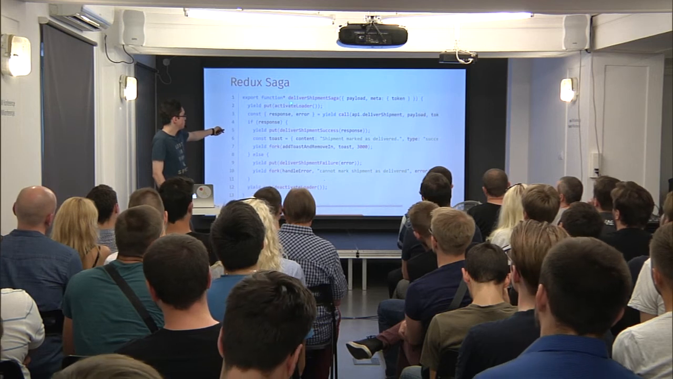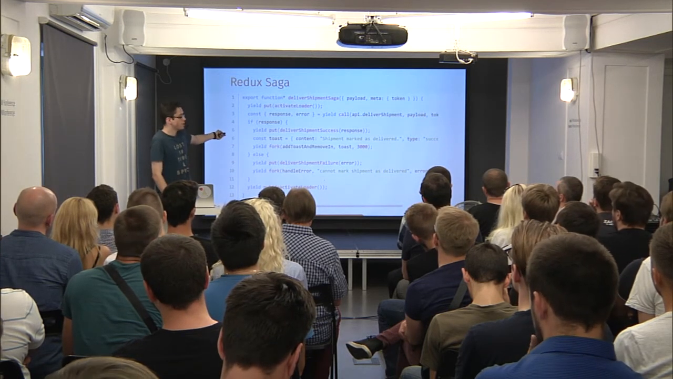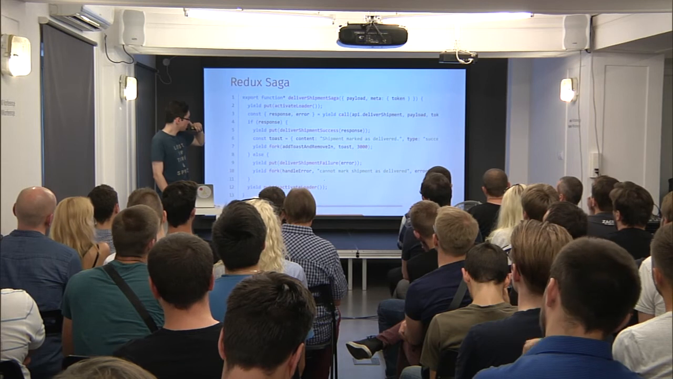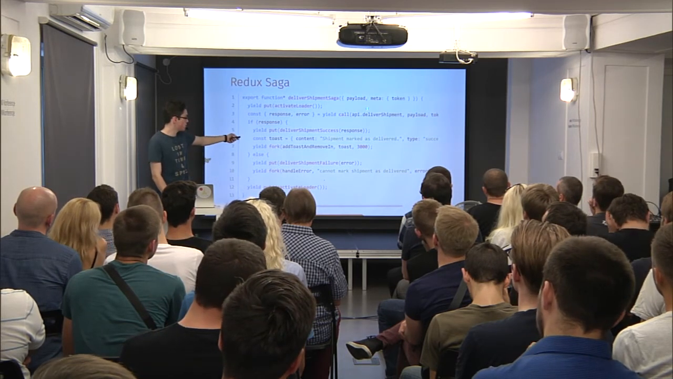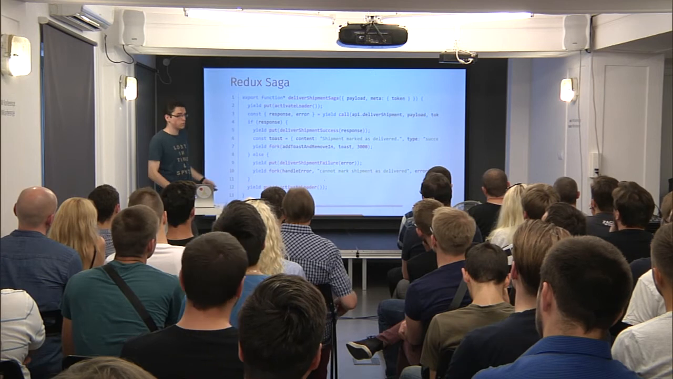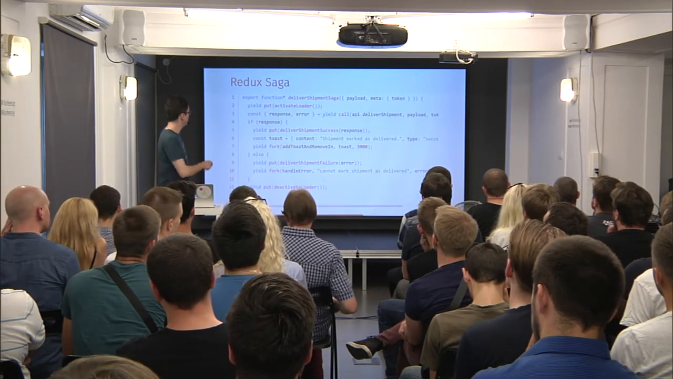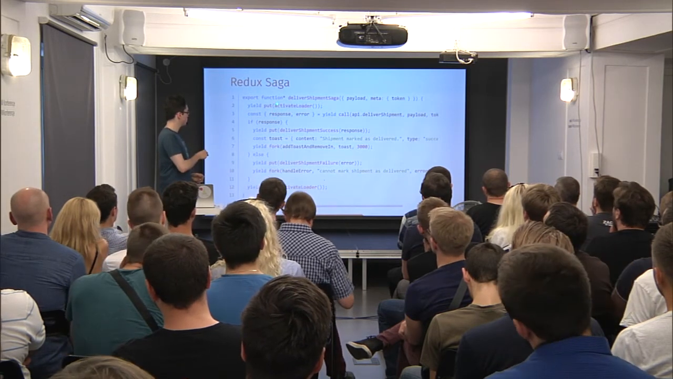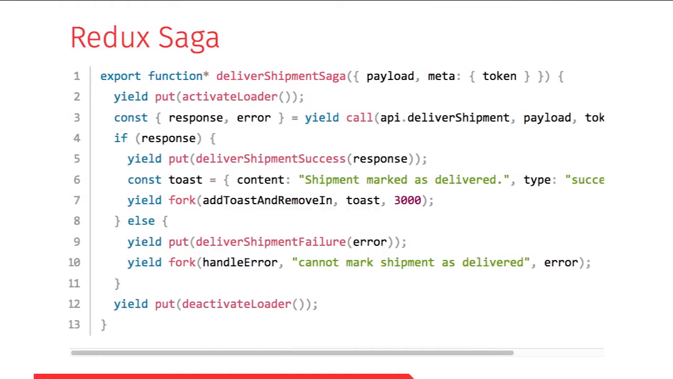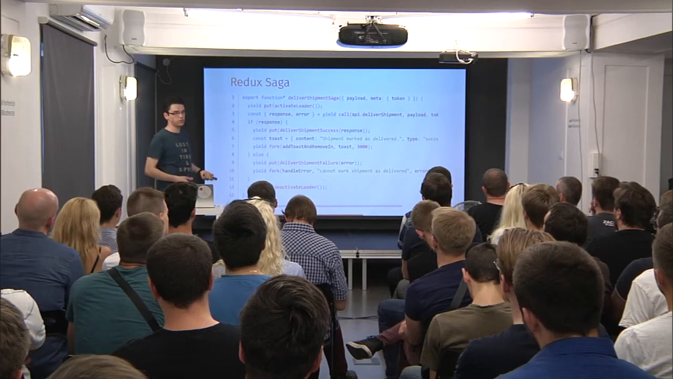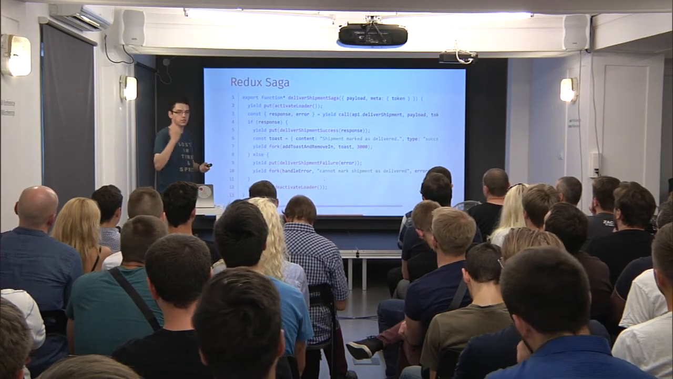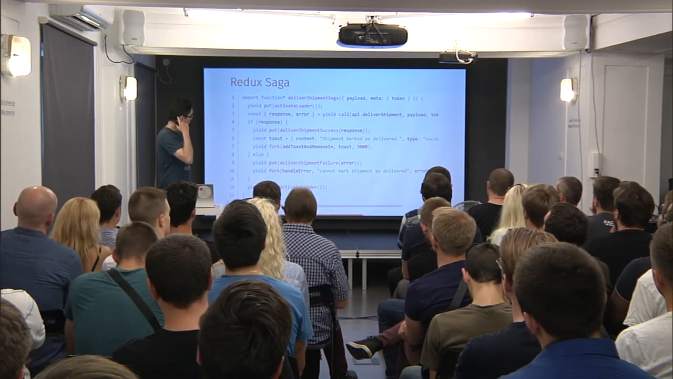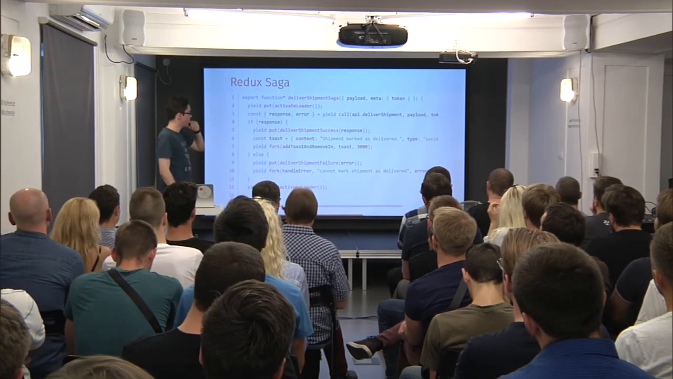So what do we do? We define, in our case, the deliver shipment Saga. It accepts an action. I'm extracting a payload and token. We are using JWT. So I'm yielding the first side effect. The put is part of the Saga and it's a side effect. What it does is dispatch the action created by the active loader action creator. So it just starts the loader. Then I'm calling the API.